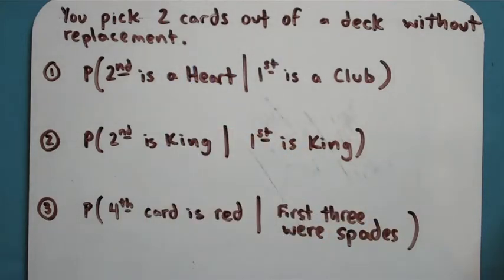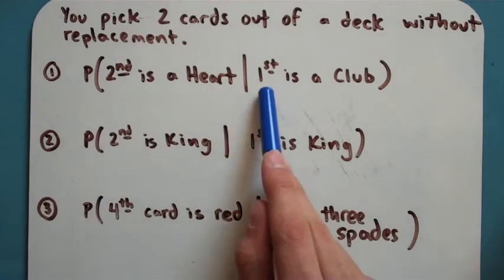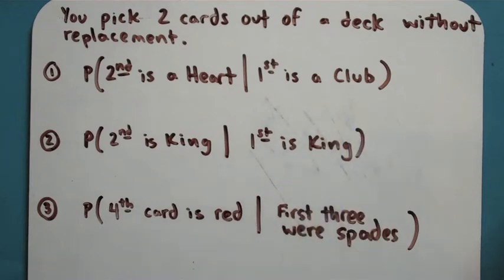Again, that means you don't put the cards back, which means that the events are dependent. And what we're saying here is the probability the second card is going to be a heart, given that the first one was a club. So we already got a club on the first card. That is done. It's over with.